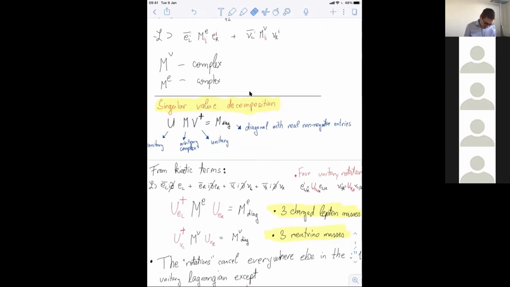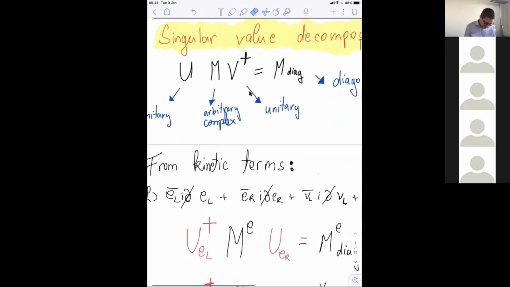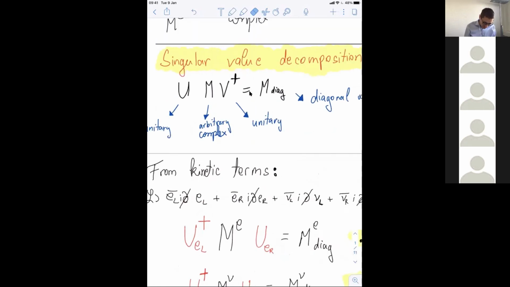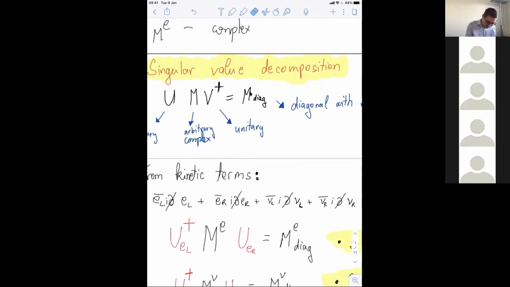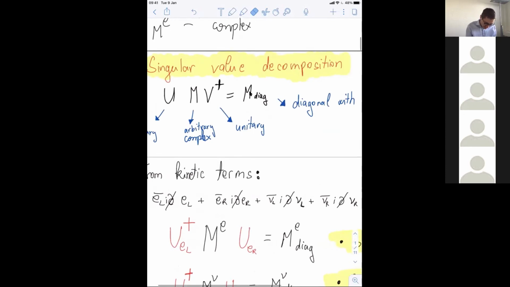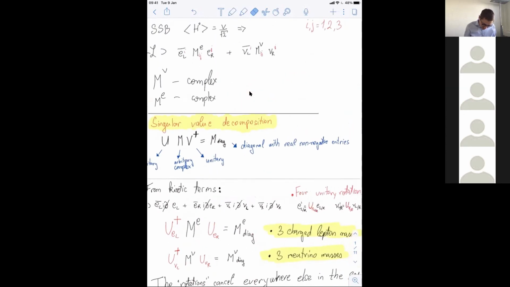Let's write down the fields after electroweak symmetry breaking. We expand the SU(2) indices, so we have lowercase e_L, e_R, nu_L, and nu_R. These are just the kinetic terms of the free Lagrangian.